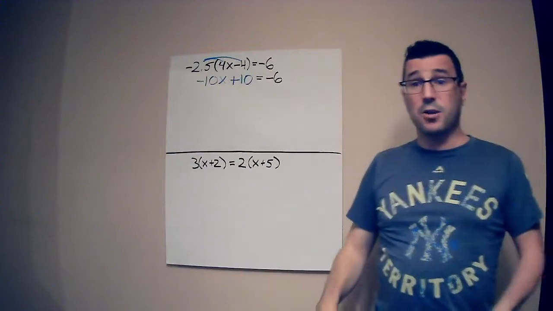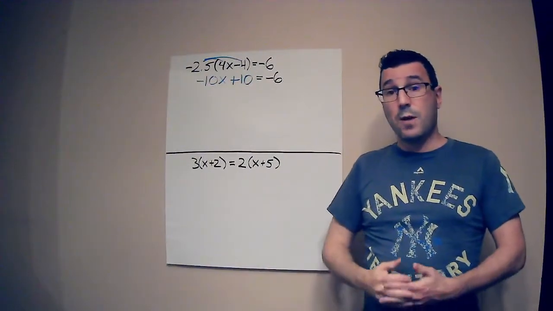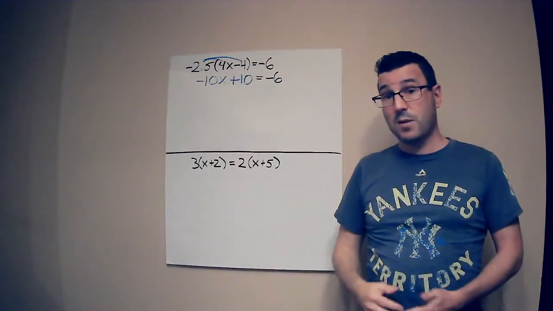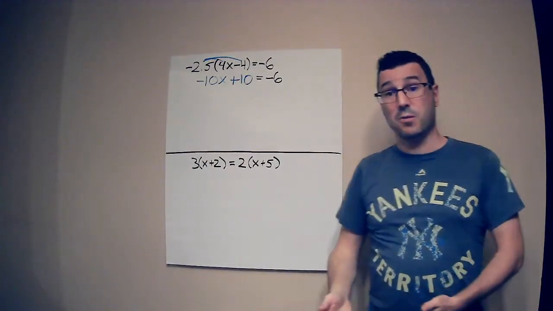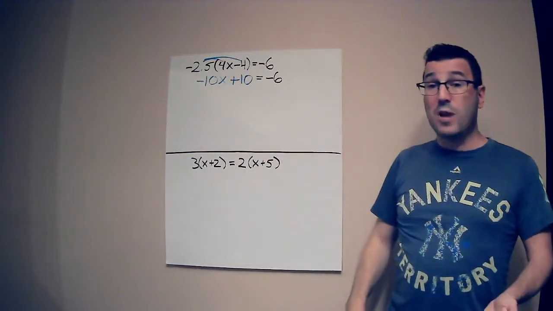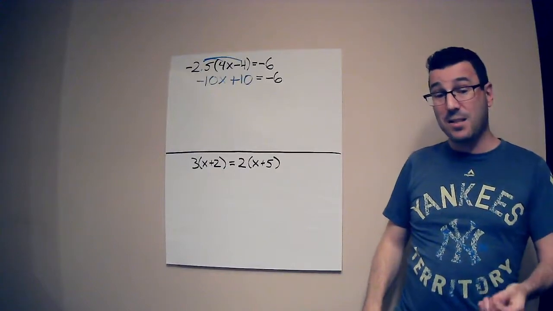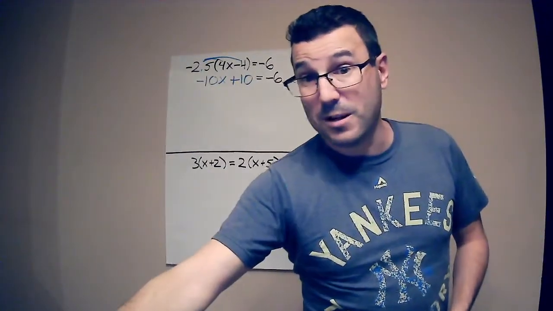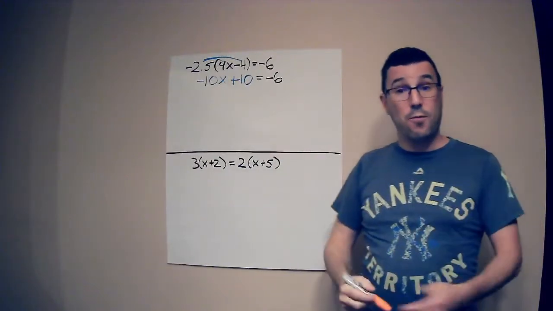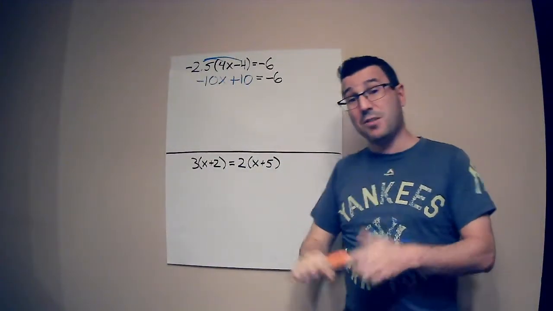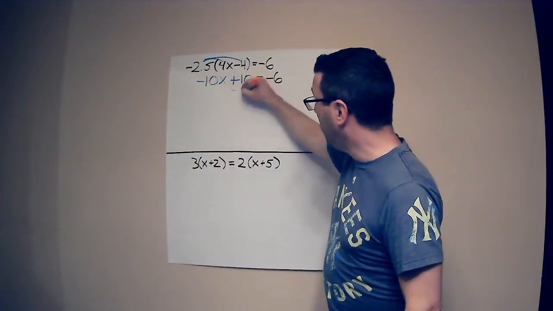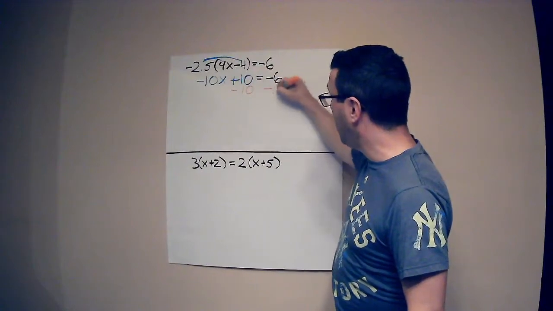Do I have any fractions? No, I don't. Do I have like terms on the same side of the equal sign? No, I do not. Is the variable on only one side of the equal sign? Yes, it is. Is there addition or subtraction on the same side as the variable? Yes, there is. I have a plus 10. So I have to perform the opposite operation. I have to subtract 10 from both sides. Subtract 10 here, subtract 10 here.